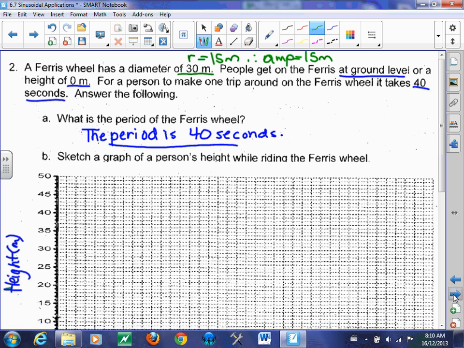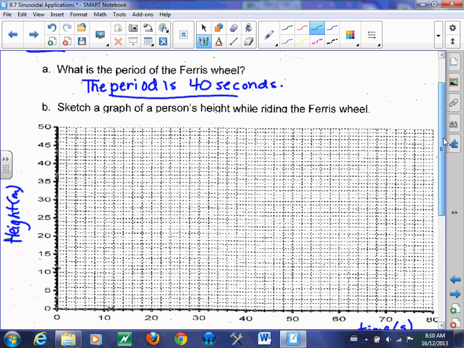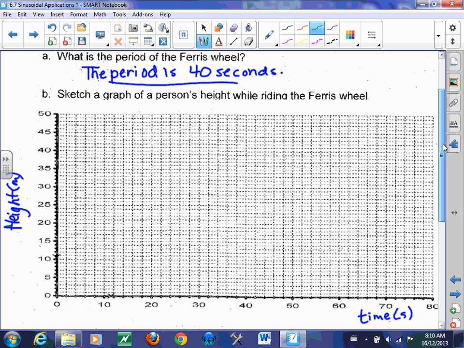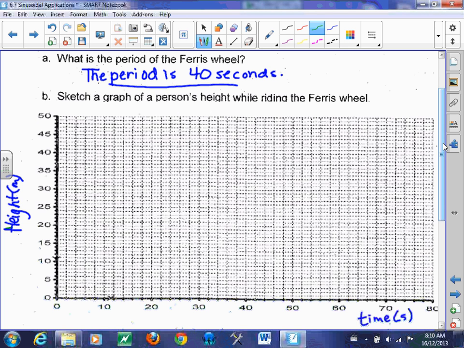What does that mean if we're asked for applications? That just means that's the time it takes to complete one ride on the Ferris wheel. So what do we know, folks? We know that we're starting at 0, because that's our initial height when we get on.